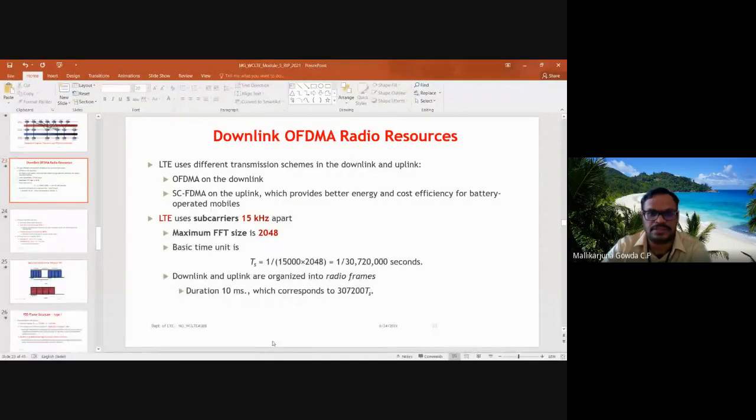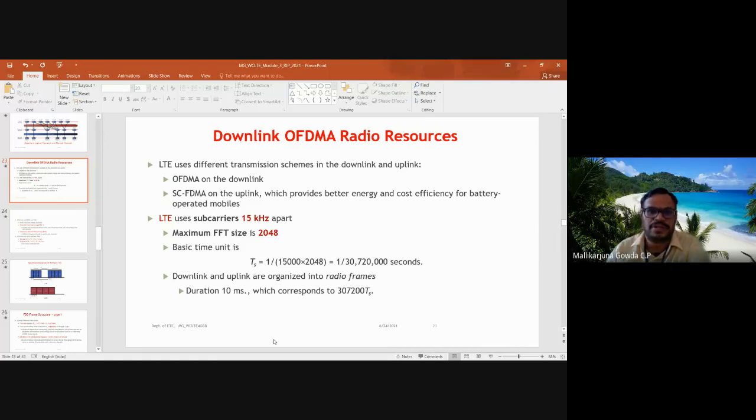Okay, let me start the next topic. That is, we need to understand about the LTE frame structure. Again and again, I don't want to repeat what type of multiple access technique is used in case of LTE for downlink and uplink.